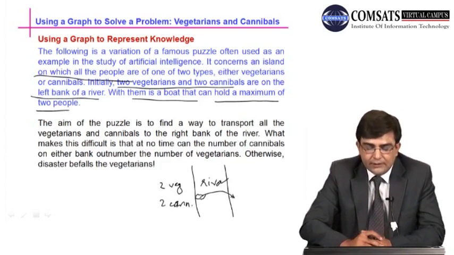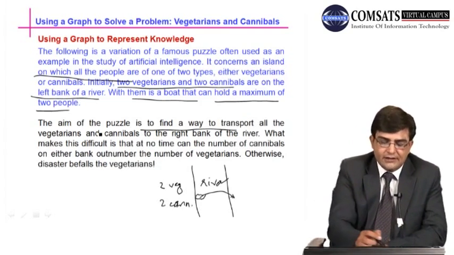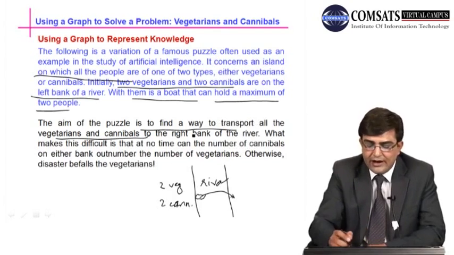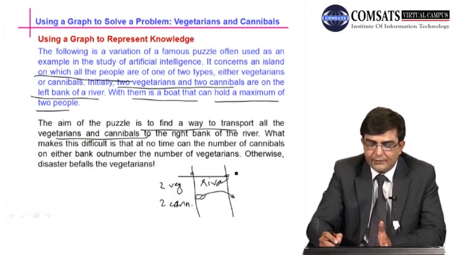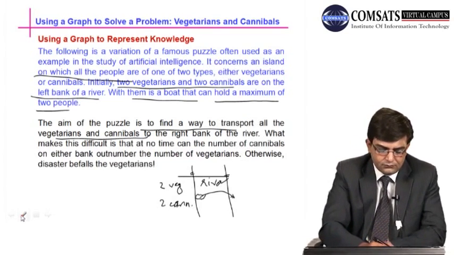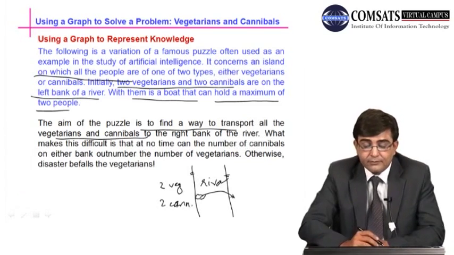So this puzzle we shall try to solve using graph theory. The aim of this puzzle is to find a way to transport all the vegetarians and cannibals to the right bank. These are on the left bank, and this is the right bank of that river.